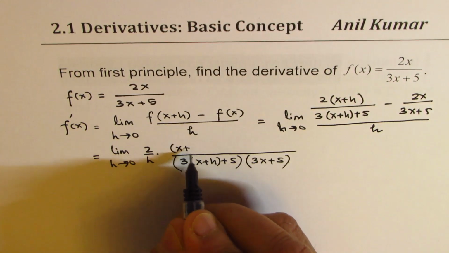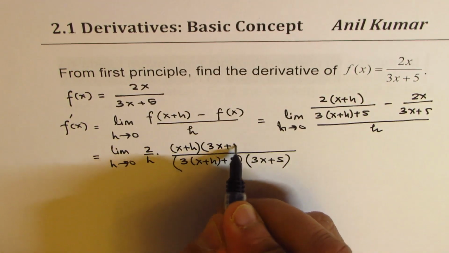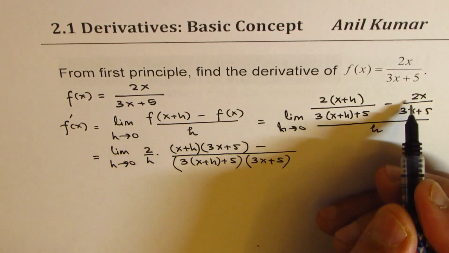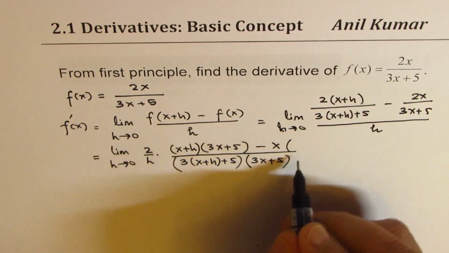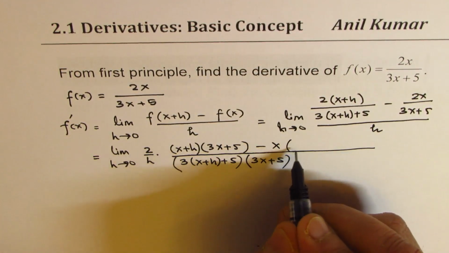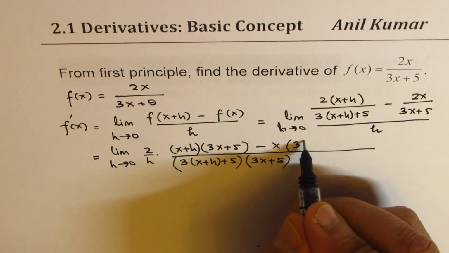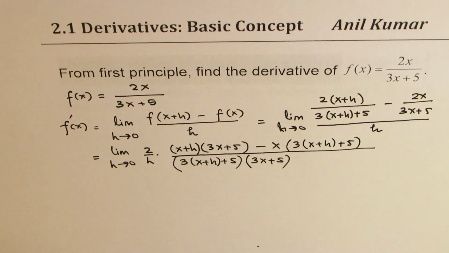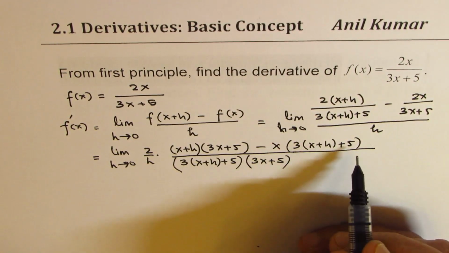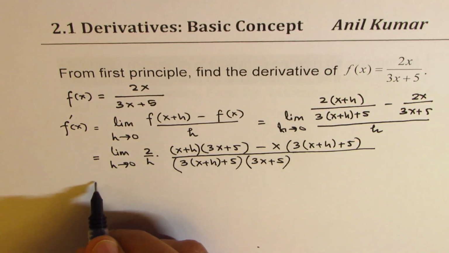So we have x plus h times 3x plus 5, minus, 2 I've already factored out, so x times 3 times x plus h plus 5. So that is what you get. Now we can just open this up and simplify.